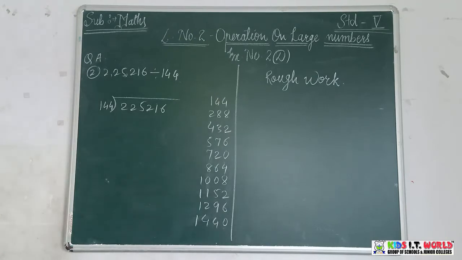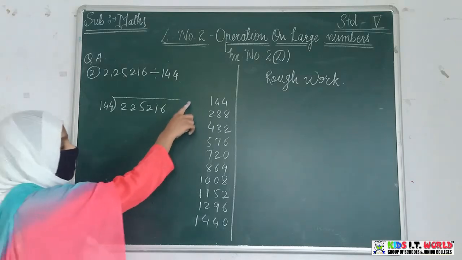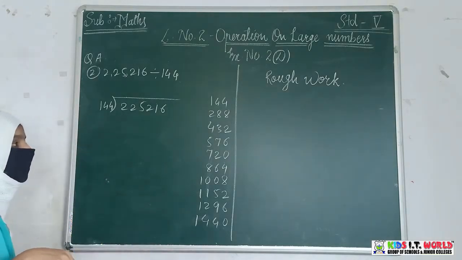Now let's see another example of division. You have to divide 2,25,216 by 144. What is the first process I told you for division? You have to make a table. And in which way will you make a table?